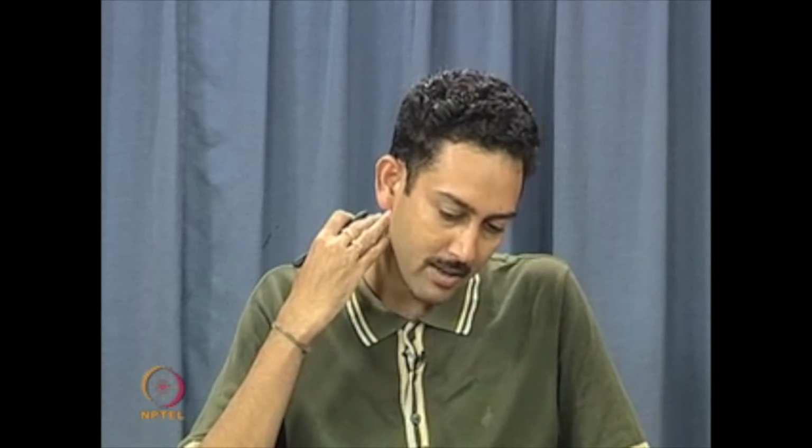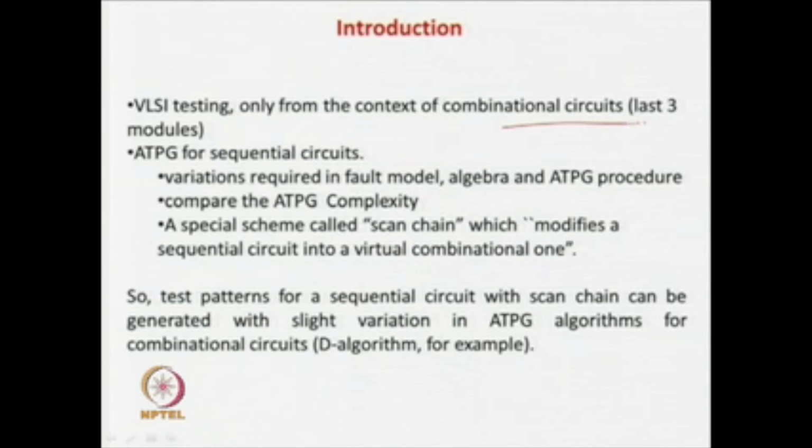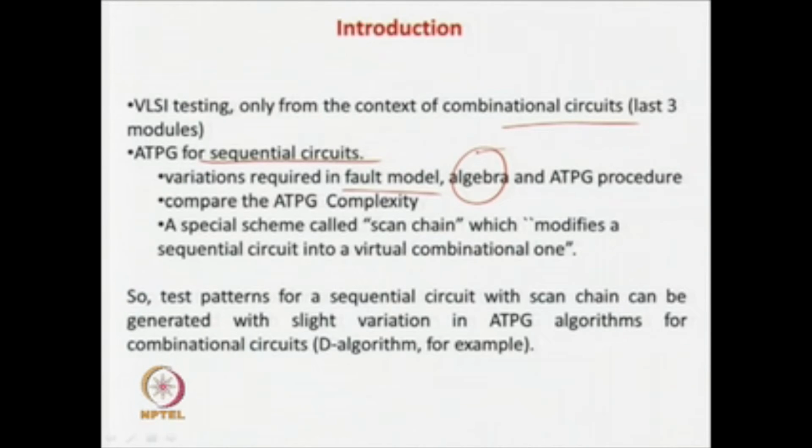So, basically, what will we study? We have seen combinational circuits for the last 3 days. Now today we will see sequential circuits, which have a clock. We will see what is required in the fault model. The fault model is absolutely similar in combinational and sequential circuits, but one or two small assumptions may be there that we will point out. There will be a requirement of a higher order algebra for sequential circuits, and we will see the ATPG procedure and how different ATPG is in sequential circuits compared to combinational circuits. That is what we will see.